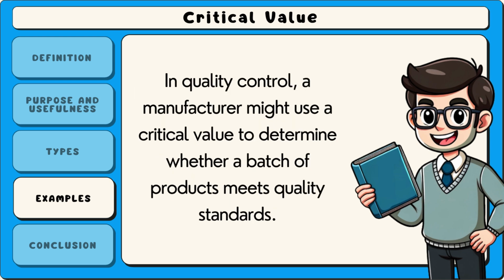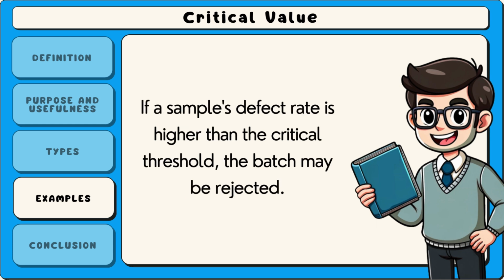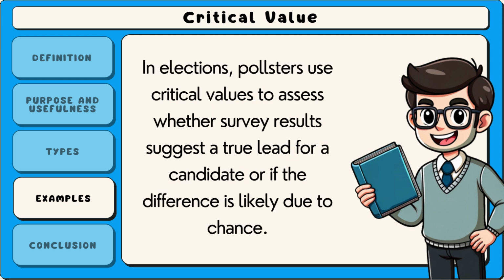In quality control, a manufacturer might use a critical value to determine whether a batch of products meets quality standards. If a sample's defect rate is higher than the critical threshold, the batch may be rejected. In elections, pollsters use critical values to assess whether survey results suggest a true lead for a candidate, or if the difference is likely due to chance.